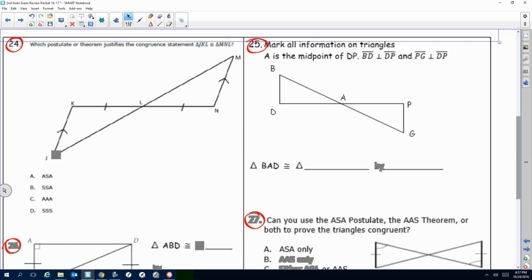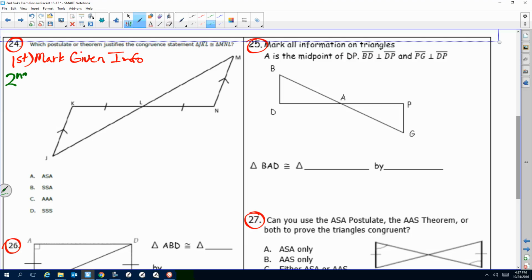24 through 27 are the tests like that I want to make sure you can do. So things you need to remember is always first mark given information, which on this problem right here, is already given to you. They already marked it for you, okay? Second, which is very important, I'm gonna put that in a different color. Second, you need to mark known facts.